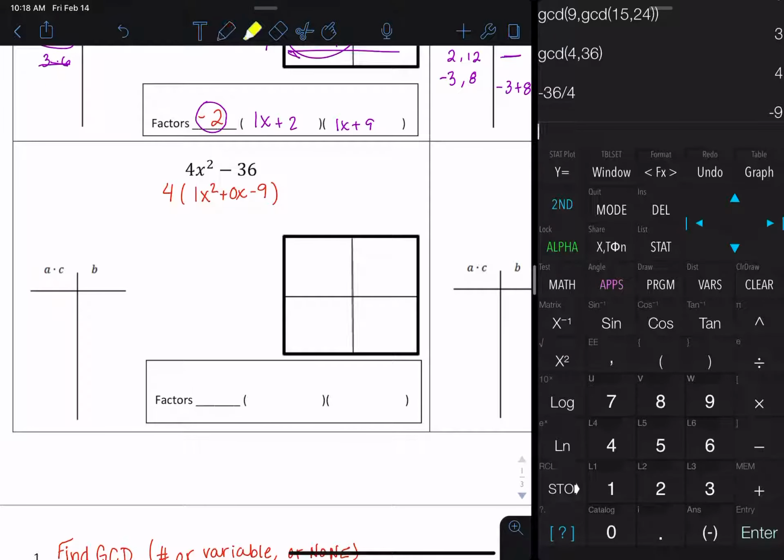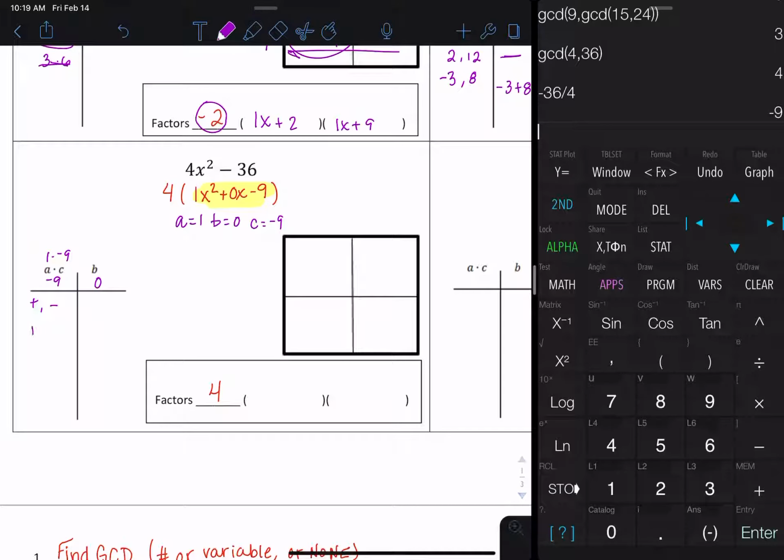So now, this 4 I took out in the beginning is going to fall in my answer, but now I'm going to forget about it, and I'm going to figure out how to factor what's left over. In my leftovers, I have an a value of 1, a b value of 0, and a c of negative 9. So when I come to my chart, 1 times negative 9 is negative 9, and b is 0. So I need two numbers that multiply to negative 9 but add to 0. If I'm multiplying to a negative, that means I need one of the numbers to be positive and one to be negative.